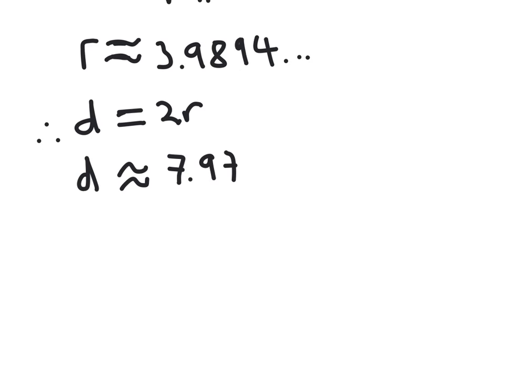7.9788, and so on, which to the nearest metre rounds up to 8 metres. We just need to look at that first decimal place to round to the nearest metre. That 9 will round it up. So 7.9 to the nearest metre equals 8 metres to the nearest metre.